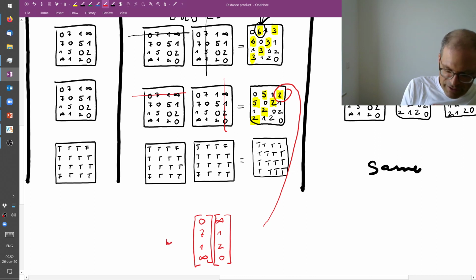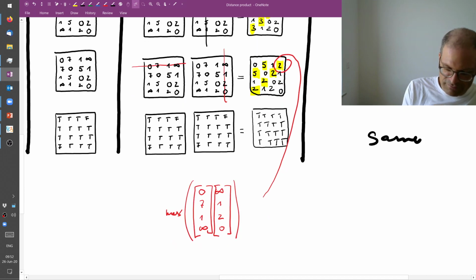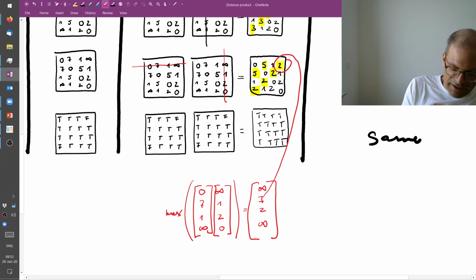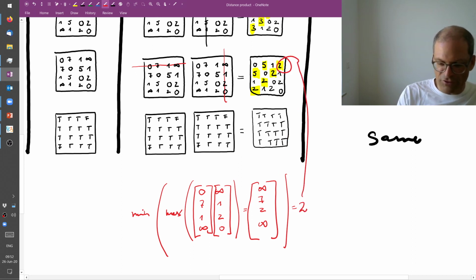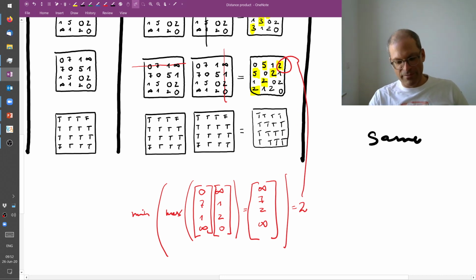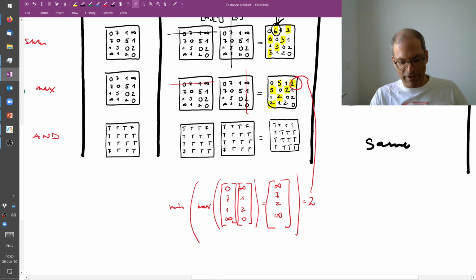Now I'm going to take the max of the two, which is infinity, 7, 2, and infinity. And now I'm going to take the min of all of that. The minimum is 2, hence this is why there is a 2 up in this corner. We can do the same for all elements.